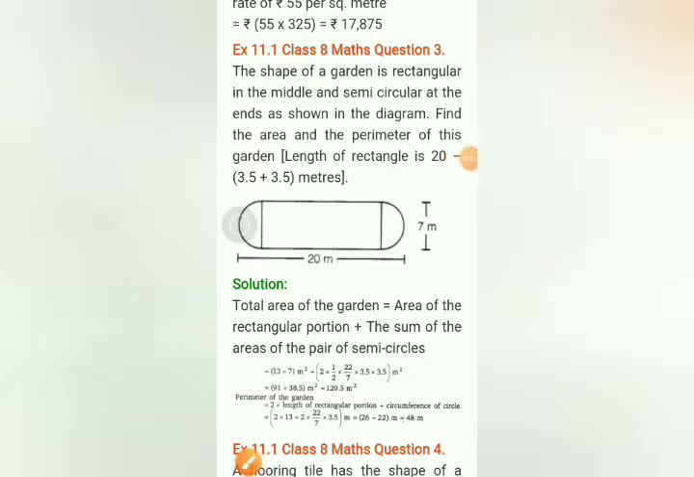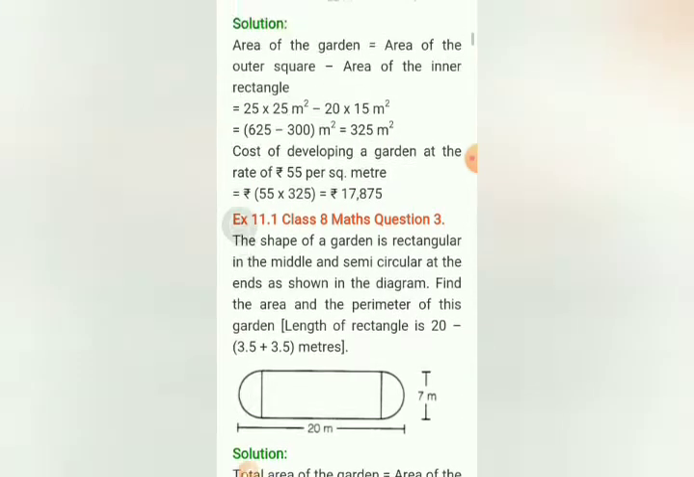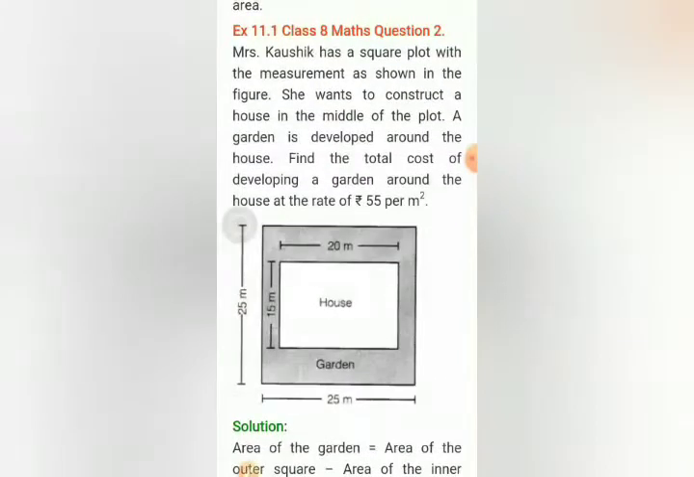Now let's solve question number 2 of exercise 11.1. Question is, Mrs. Kaushik has a square plot with the measurement as shown in the figure. She wants to construct a house in the middle of the plot. A garden is developed around the house. Find the total cost of developing a garden around the house at the rate of rupees 55 per meter square.